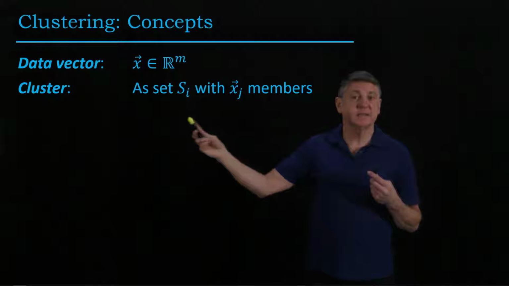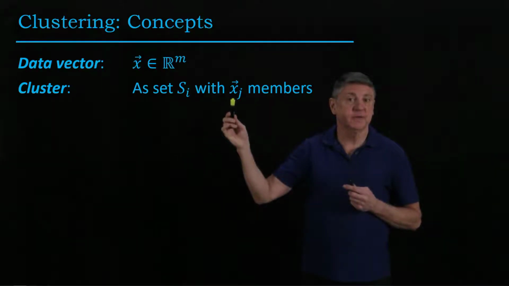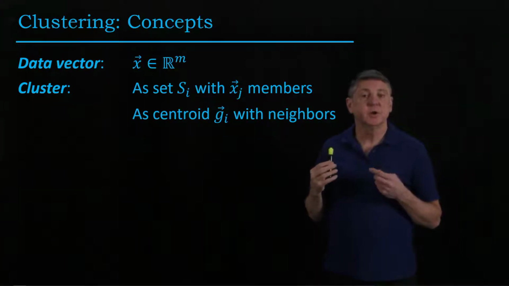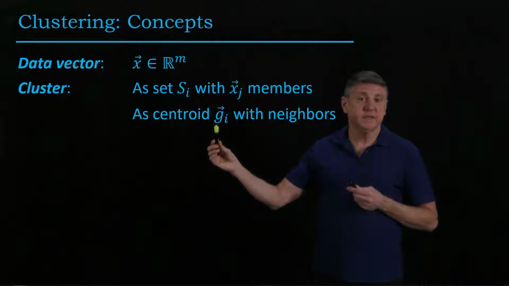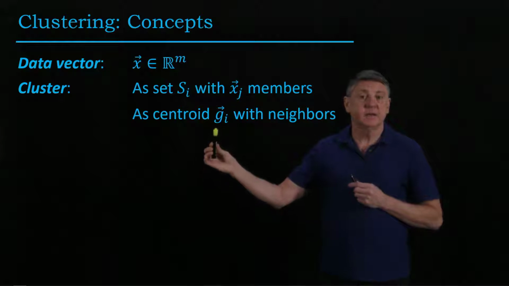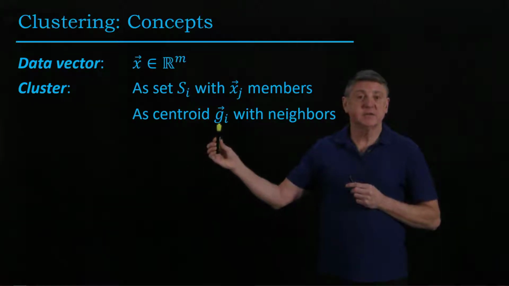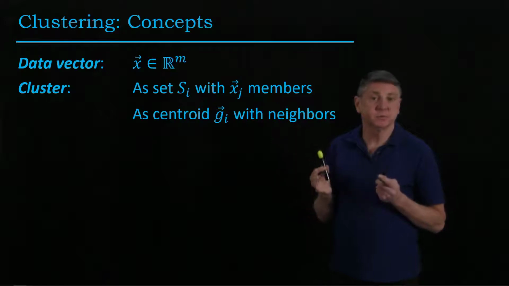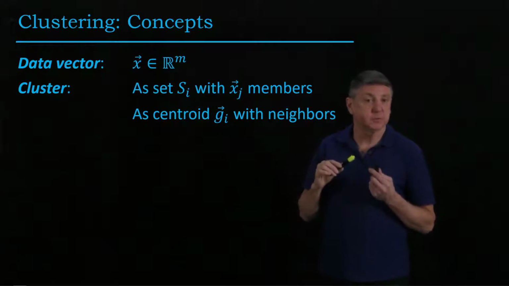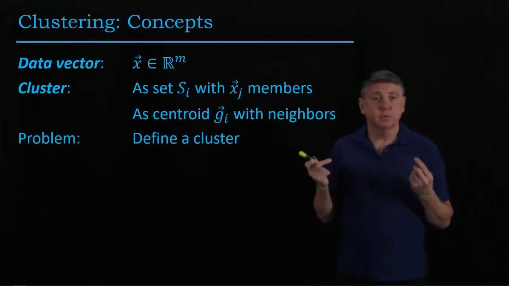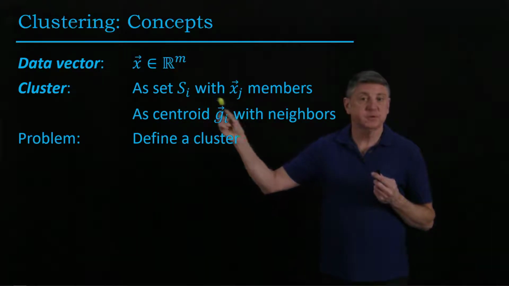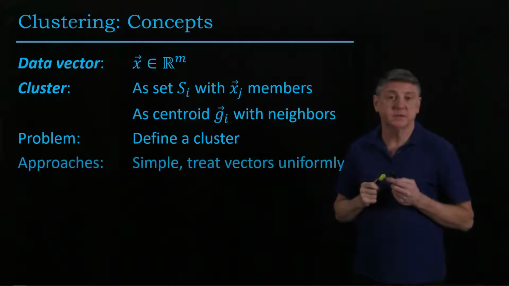The first is we'll say that they are just sets that have certain data vectors as members. An alternative is that we can define a cluster as a centroid, and a centroid is an extension of the idea of an average vector or a mean vector. And we would say that a cluster, for example, is a centroid and perhaps it's the neighbors within a certain radius, or it may be all of those data vectors that are closer to this centroid than they are to another centroid. So the problem is, how do we define a cluster? We'll mainly work with this second definition, but this first definition will be important when we go to do computations.